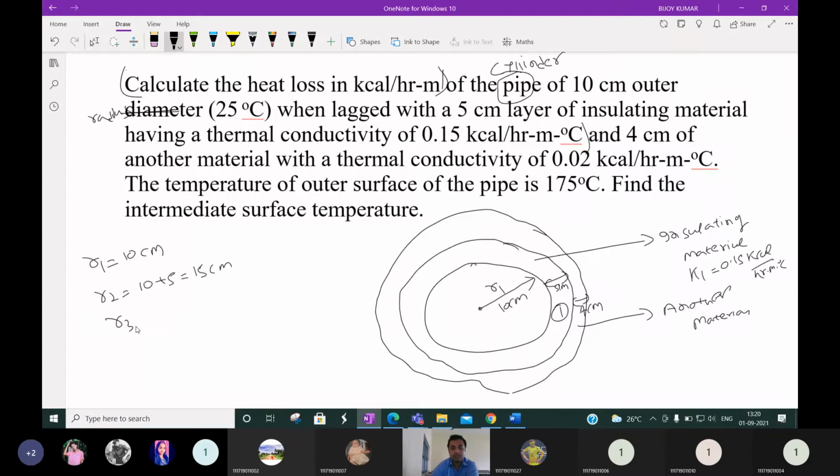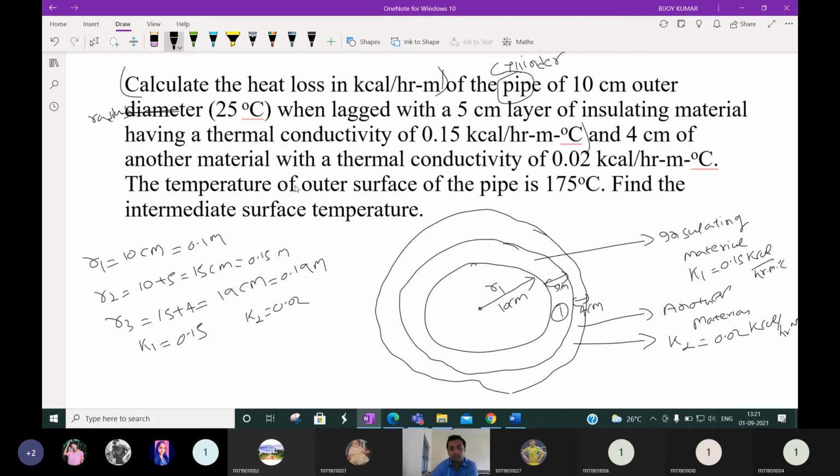It means R3 is what? R3 will be 10 plus 5 plus 4, so total 15 plus 4, 19 centimeter. And this K value, given for the second layer, is 0.02 calorie per hour meter degree centigrade. You can see here units are in meter. So R1 we can write 0.1 meter, R2 0.15 meter, and R3 0.19 meter. K1 is given 0.15, K2 is given 0.02.